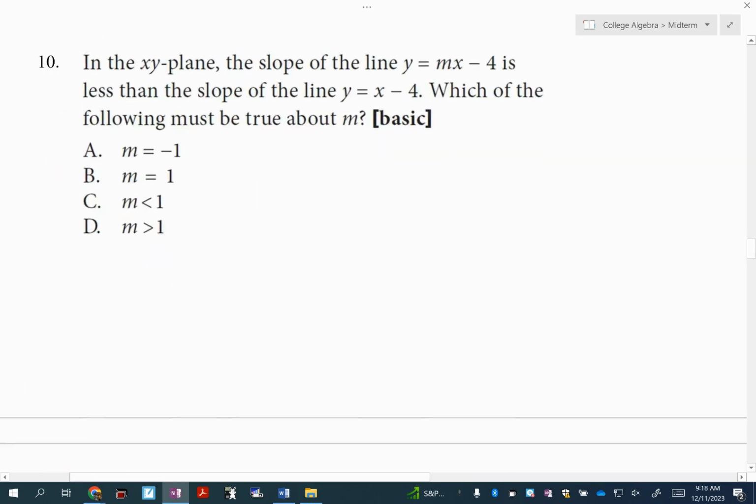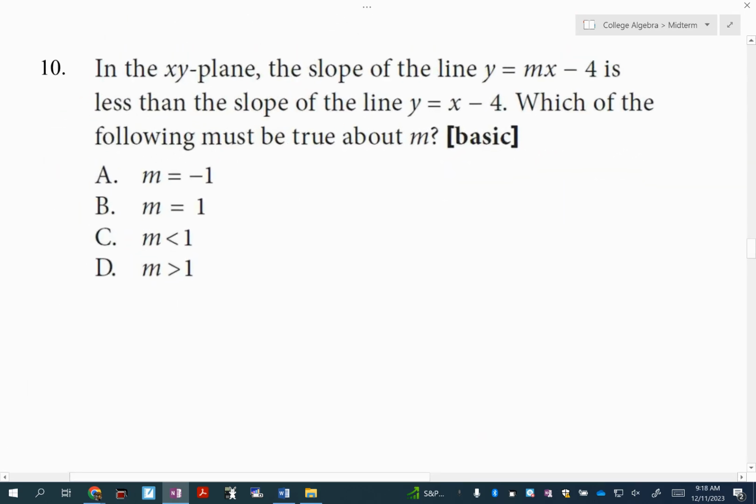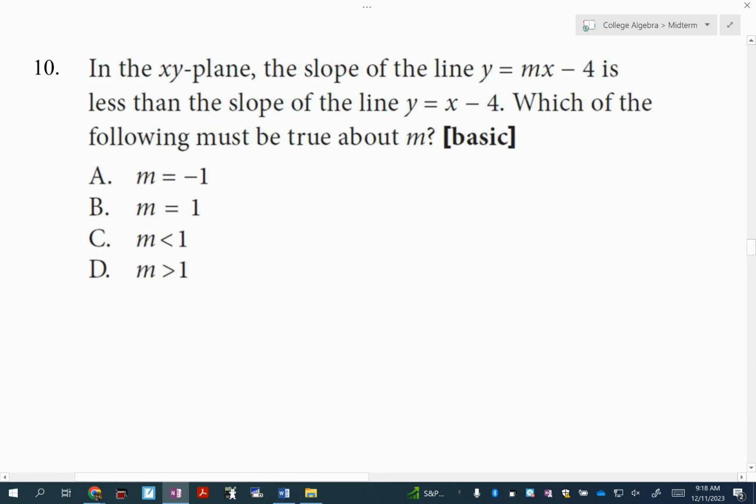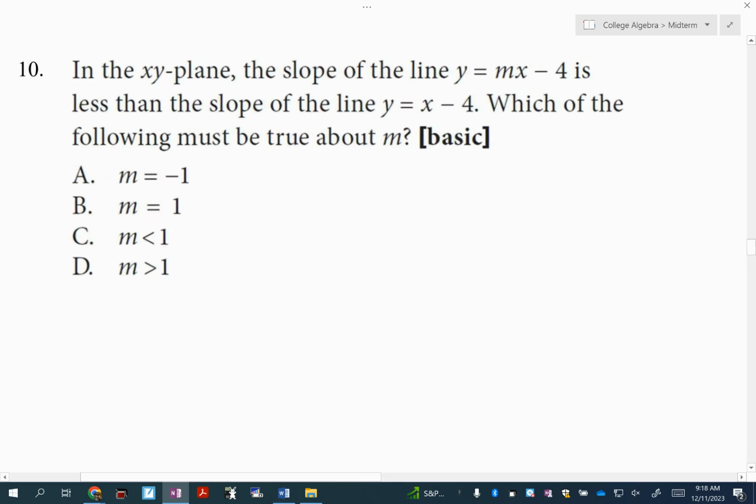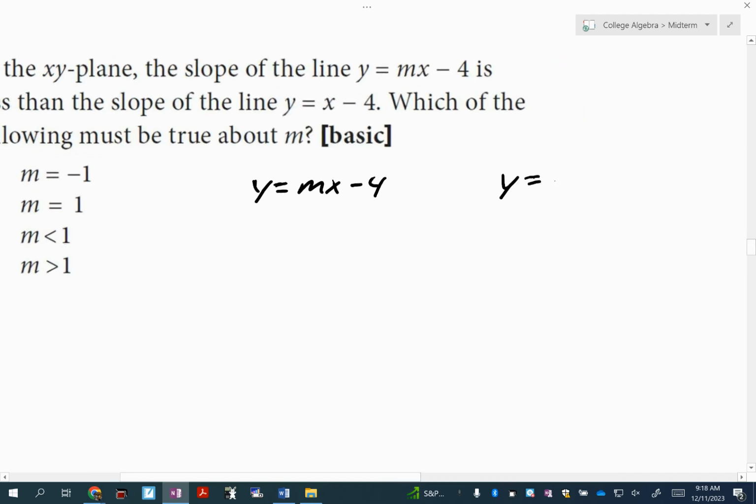Okay, last one for this part, and then check out the next video for the last 10. So we have in the xy plane, the slope of the line y equals mx minus 4 is less than the slope of the line y equals x minus 4. Well, hopefully you remember that in slope-intercept form, this m is the slope, and if there's no number in front of this x, that means the slope is 1.